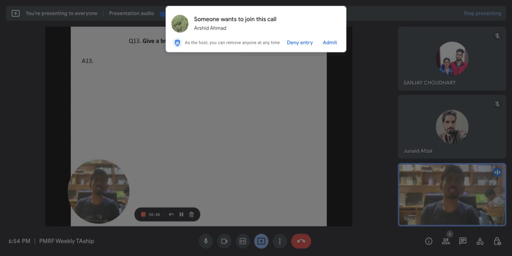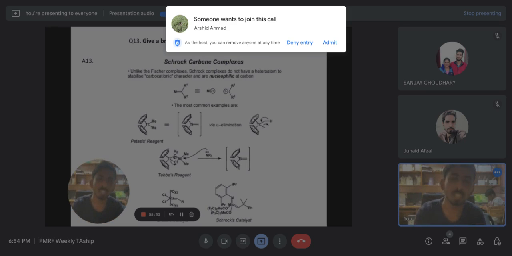The next question is regarding the Schrock carbene complexes. The Schrock carbenes are actually opposite in nature to the Fischer carbene complexes. In a Fischer carbene, I have told you the carbon atom has a delta positive charge, which is why it is bonded to heteroatoms to stabilize that, and the metal atom has a delta negative charge. In Schrock carbenes, the nature is the opposite, because in this case the carbon atom is bearing the delta negative charge, and the metal atom has the delta positive charge.